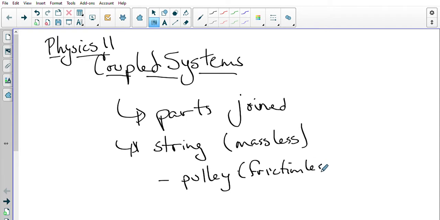And so people always ask, where do you get this massless string and frictionless pulleys? I'm from the massless string and frictionless pulley store in Penticton, down on Main Street.